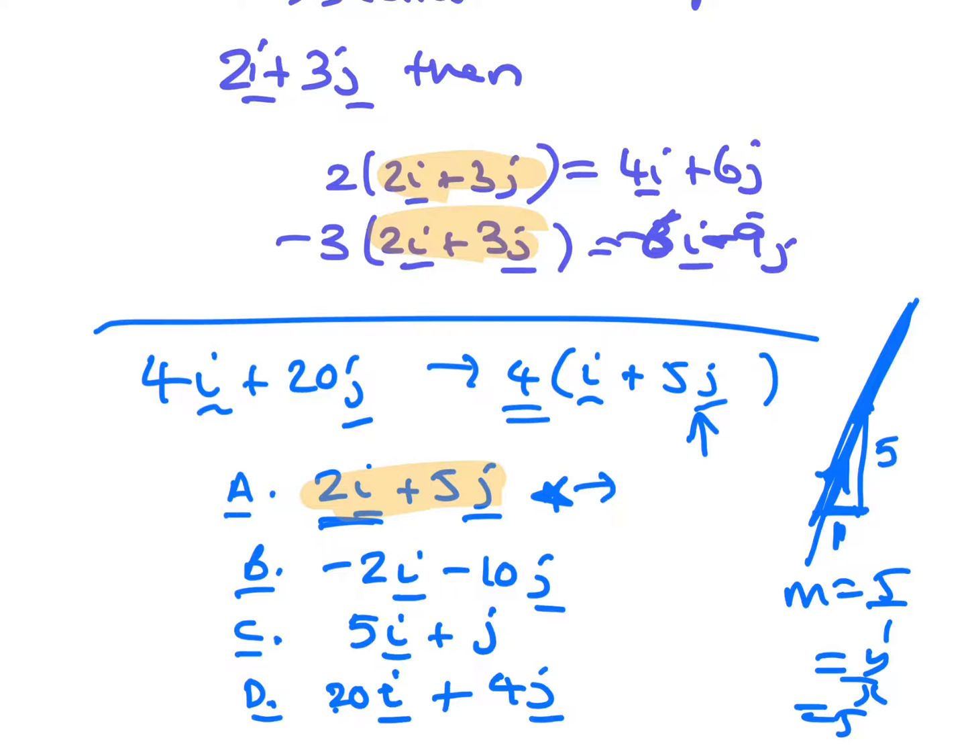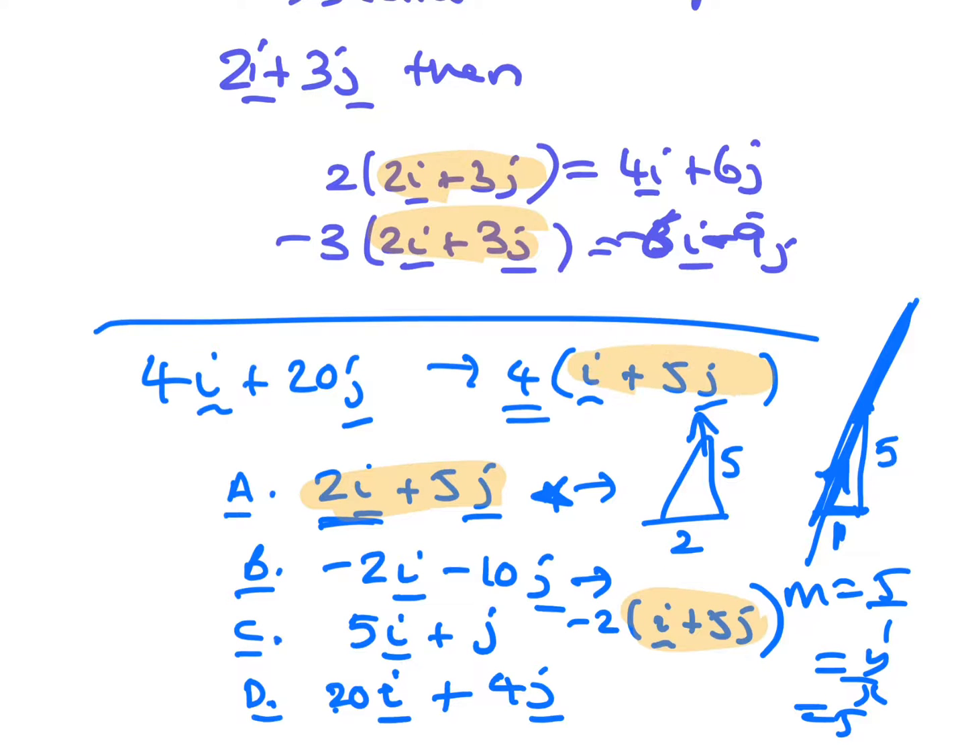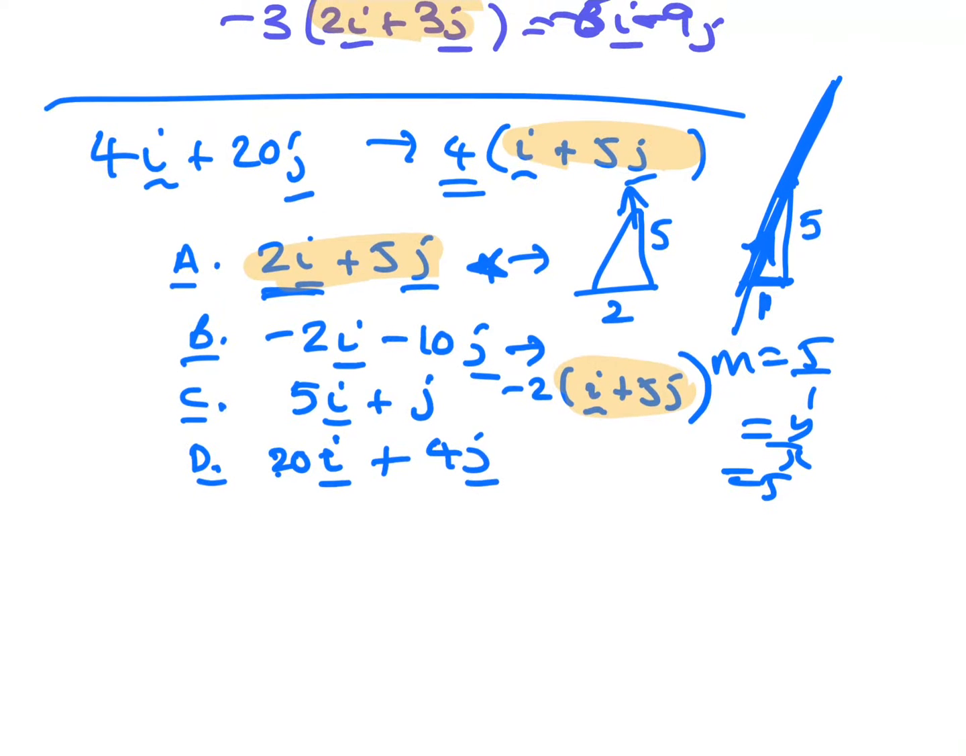So if you look at this one here, this would be across 2 and up 5, so it won't have the same slope. But this one here, if you factorise out the minus 2, you get i plus 5j. Because that common part is the same for both of them, that will be parallel. Because with this one, if you go across 1, you go up 5. And that's the same for that one, across 1, up 5. And that's the slope you're at.